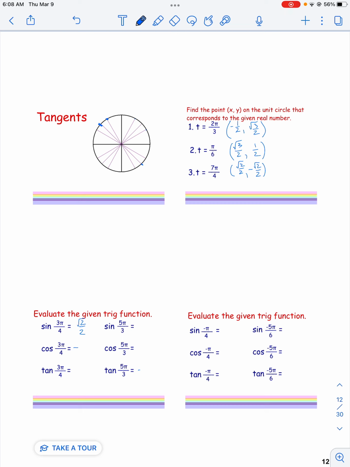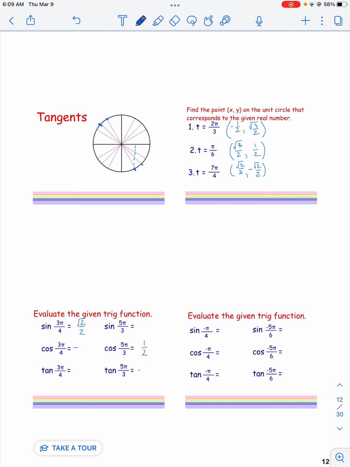Okay, let's look at the cosine at 5 pi over 3. That's 5 sets of pi over 3, that's 60 degrees. 5 sets of 60, so that's 300. And that is going to be right here. So that's a 60-degree reference angle. So I'm looking at a cosine of positive 1/2.